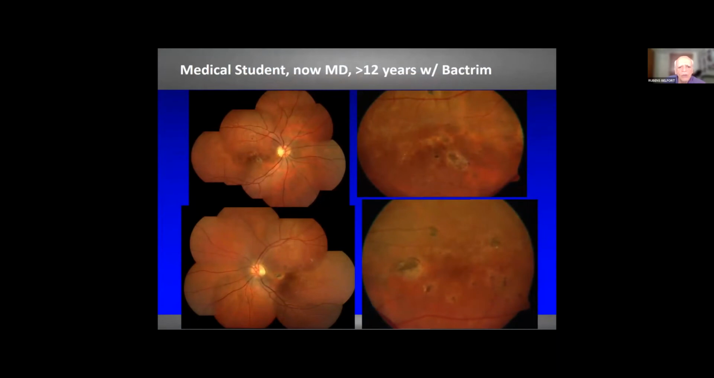Now to conclude my talk, I'd like to discuss a little bit about how to prevent toxoplasmosis. This is a medical student, now a physician, that had many recurrences and started to take Bactrim 3 times a week, and decided, now he's a physician, never to stop it. And he's been using Bactrim now for over 12 years, 3 tablets a week.